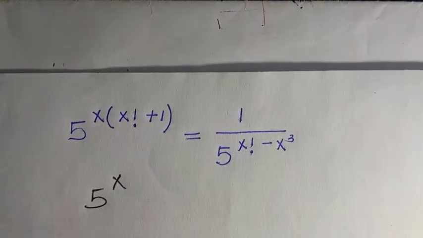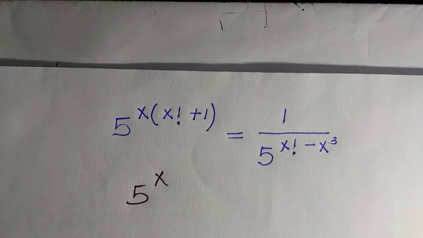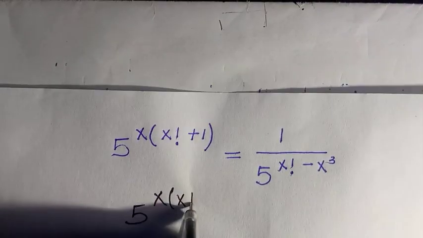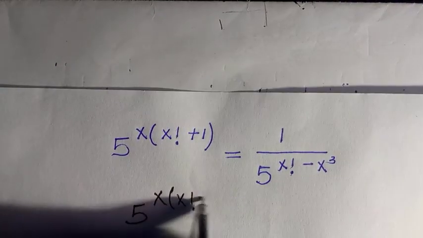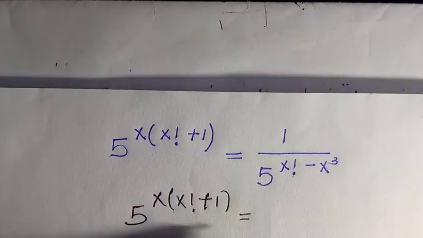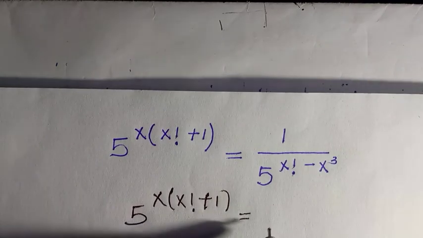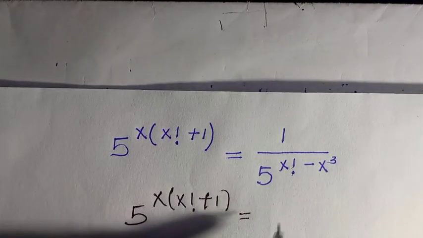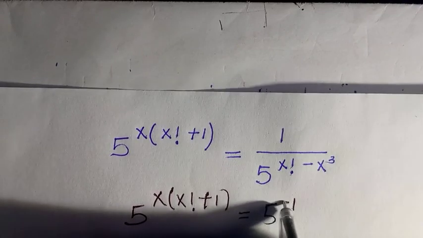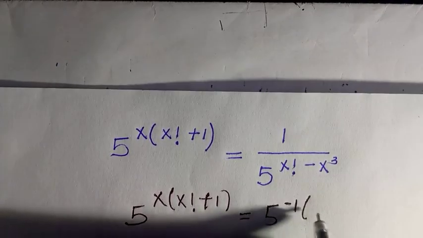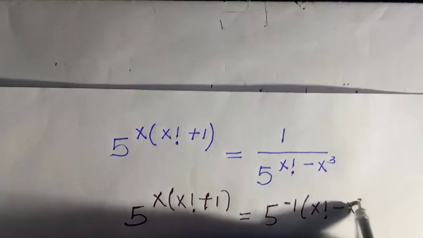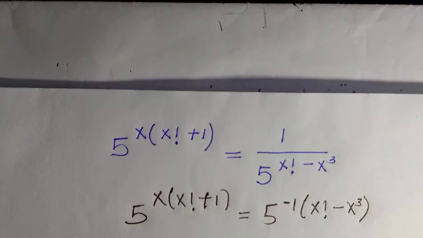The question is 5 to the power of x(x! + 1). And for the second one, if I apply the law of indices and change this one to its inverse, then we are going to have 5 raised to the power of negative 1 times (x! - x^3).